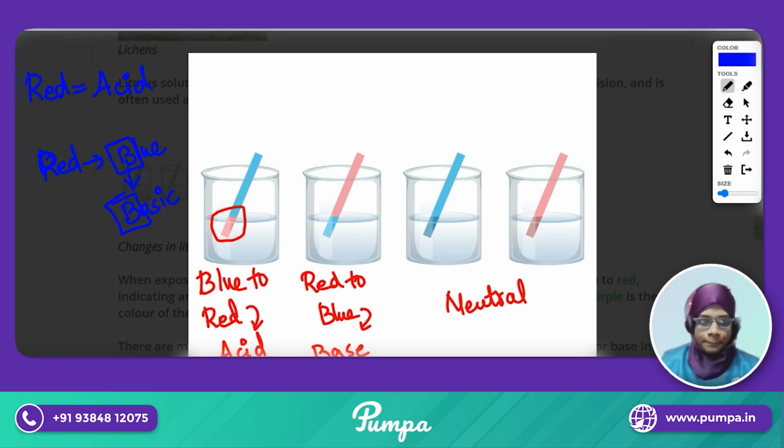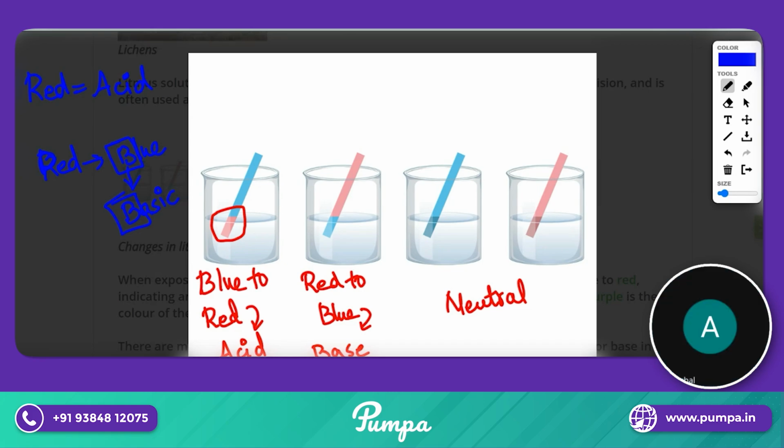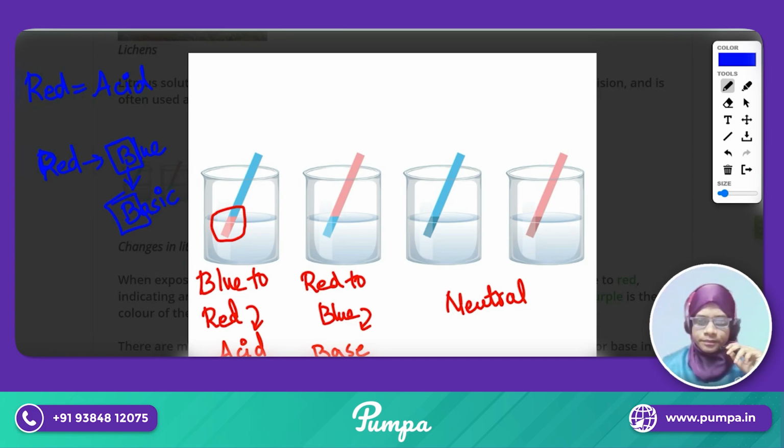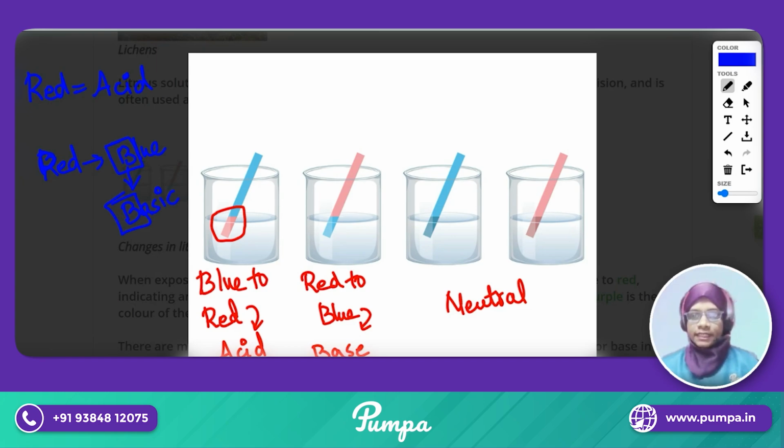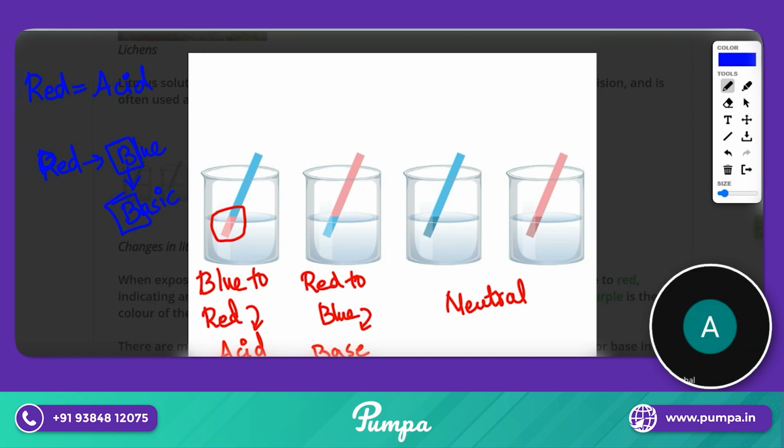For example, we are having a red litmus paper and we are putting it in acid. What will happen, ma'am? If we have red litmus paper and we put it in acid, yes, red litmus paper, if it is an acid, it remains the same, right? The red color will remain the same if it is an acid. Okay, ma'am.